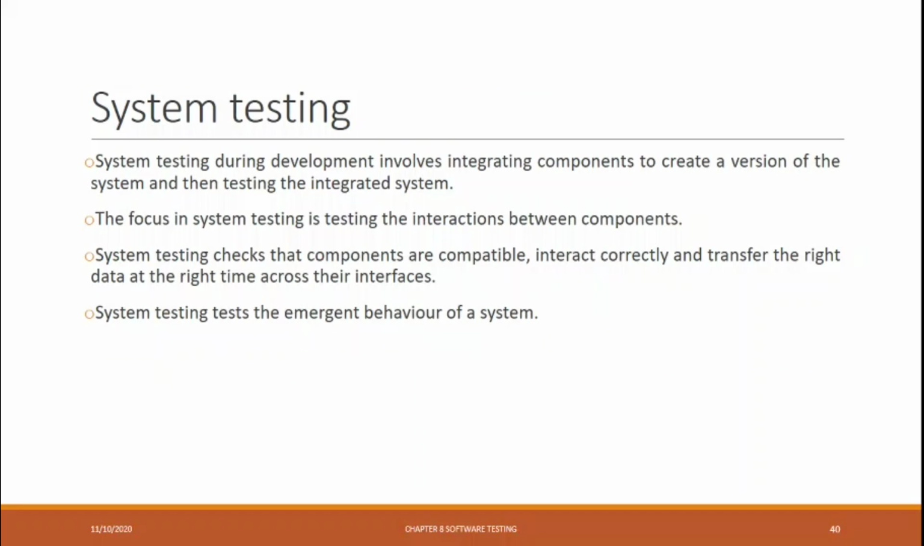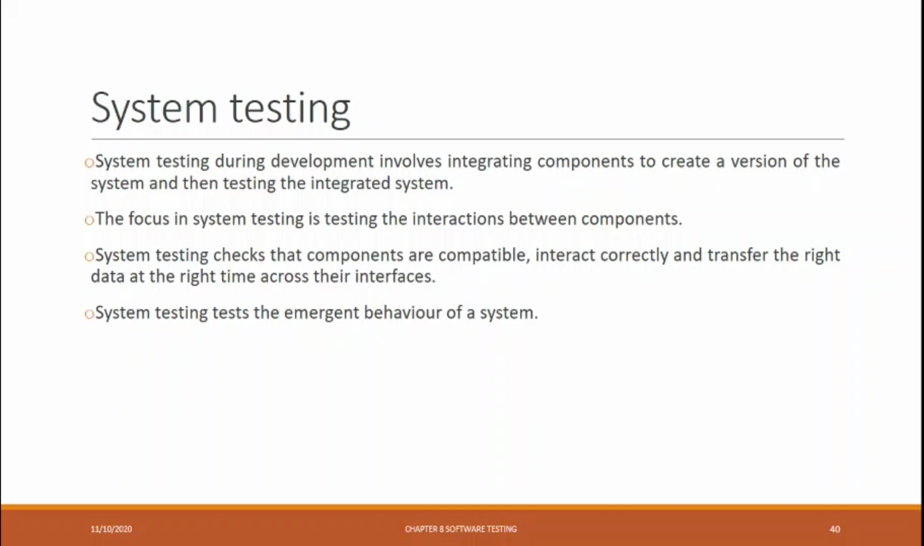In interface testing, inspection and review can sometimes be more cost effective than testing for discovering an interface error. Review and inspection will be more cost effective for discovering the interface error. So that will also be taken care of in interface testing. So next is system testing.